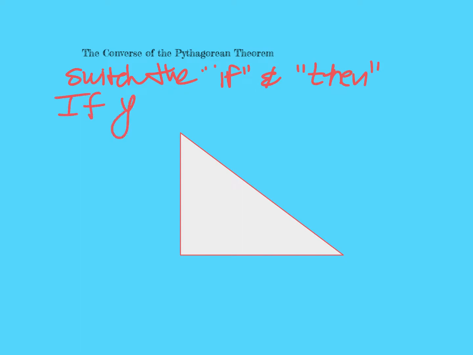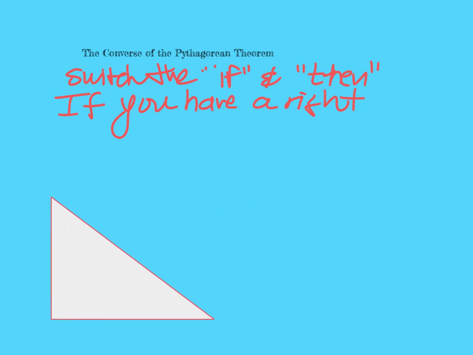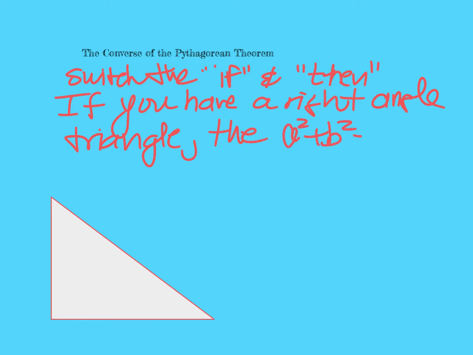If you have a right angle triangle, then a squared plus b squared equals c squared. You see my if, and then, sorry, I forgot an e. And then, okay, you have your if and then statement.